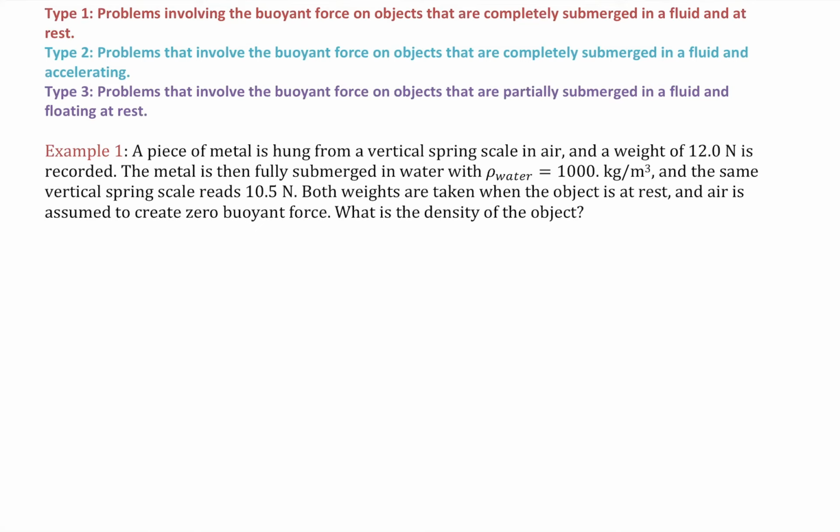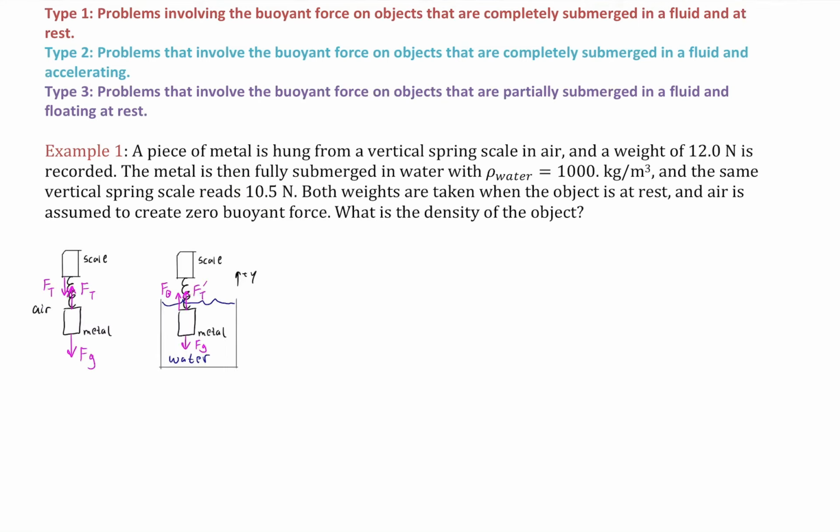So both weights are taken when the object is at rest, and the air is assumed to create 0 buoyant force, because it's 1,000 times less, right? Remember that the density of air is 1,000th of the density of water, so it's a fair assumption. And now the question is, what is the density of the object? Because this is pretty cool. We could always take these 2 readings, a reading in air and a reading in water, with a known density of the water, and there we go. We know the density of the object.